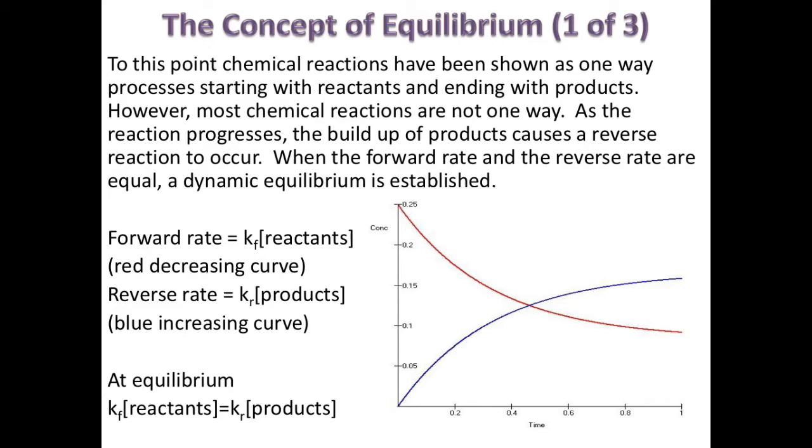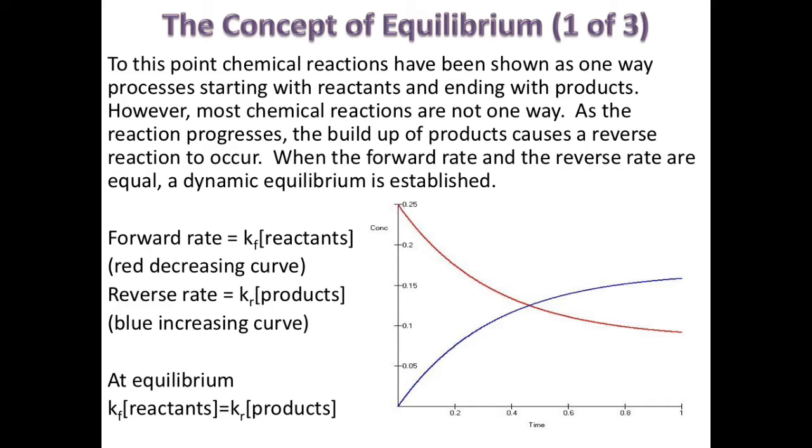At this point, we've looked mostly at chemical reactions as one-way processes, starting with reactants and ending with products. However, most chemical reactions are not that way. As a reaction progresses, there's a buildup of products which causes the reverse reaction to occur. And when the forward rate and reverse rate are equal to each other, a dynamic equilibrium is established.